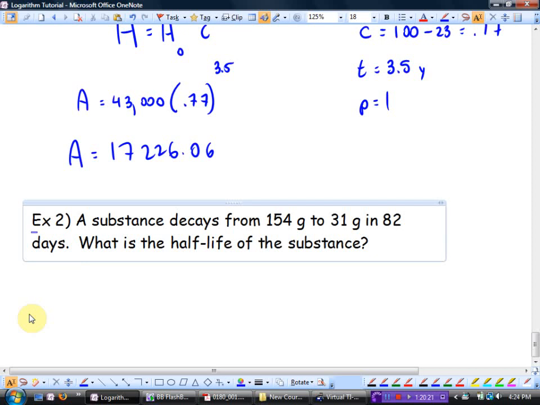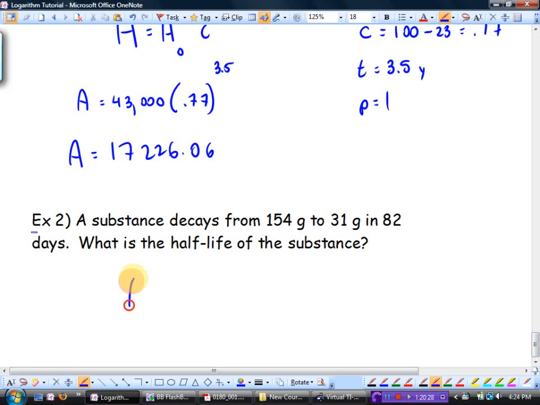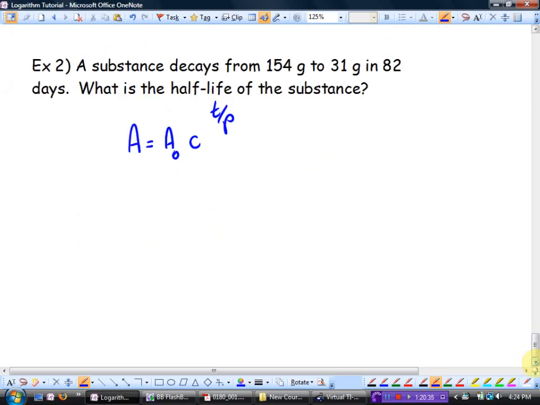What's this question want me to find? Half-life. First thing I would do right away is write down A equals A0 C to the T over P. Now, am I finding time or period? Because half-life is the growth period. By the way, T is total time. 82 days is the total time. That means they gave me everything else.